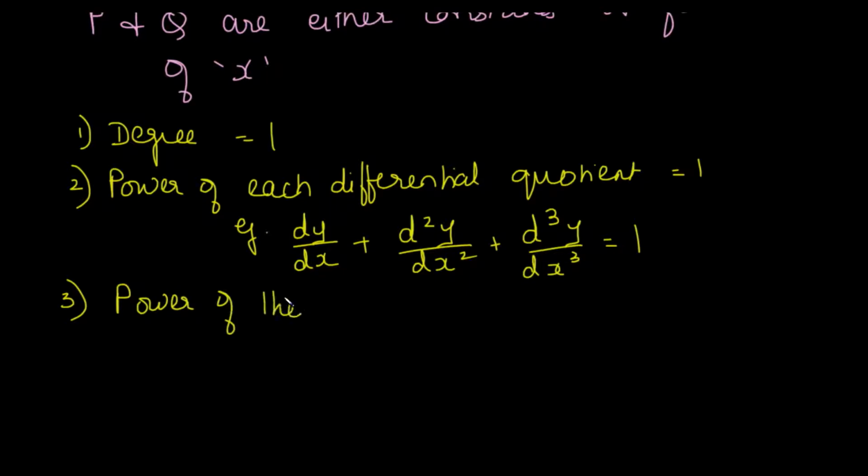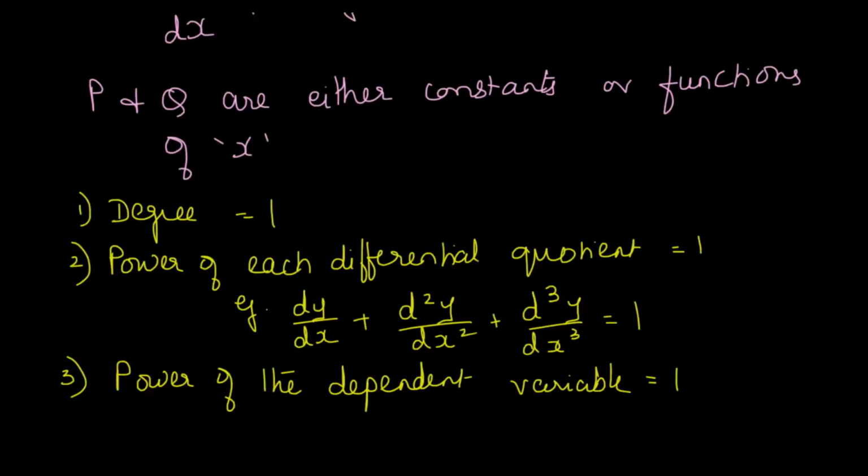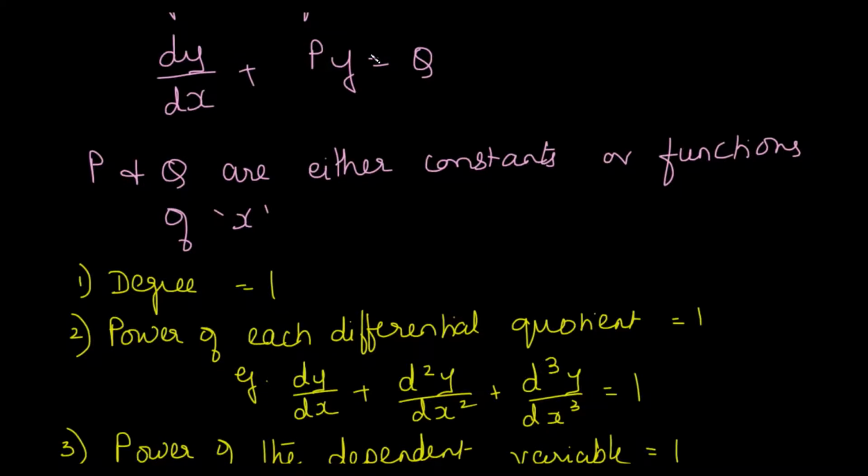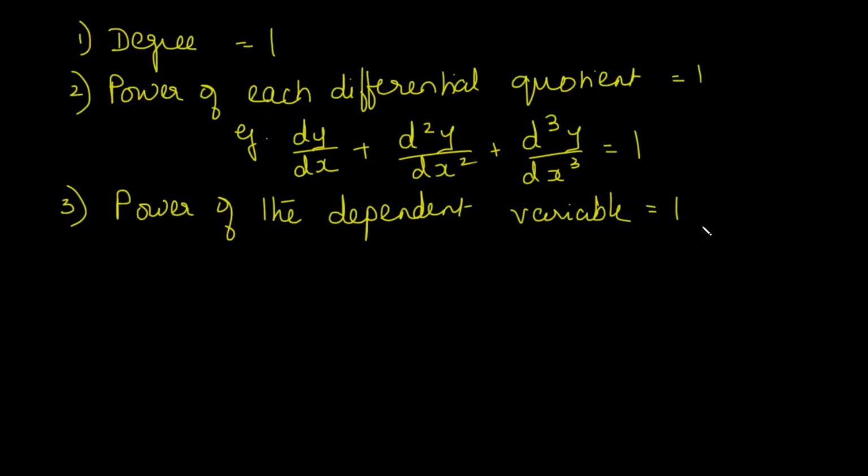The power of the dependent variable is 1. In this case, for our differential equation in the standard form, the dependent variable is y and x is the independent variable. See, in the beginning of the chapter, I told you what the dependent and independent variables are. So y is the dependent variable. How do we know this? Because we have dy by dx, which means x is the independent variable. So in this case, the power of the dependent variable should be 1.